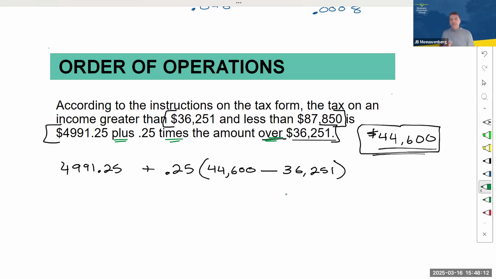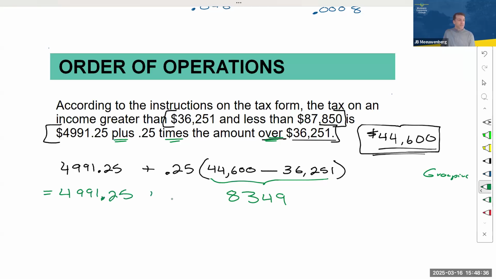So now we have to make sure we evaluate things in the right order. If you recall from before, we always do any grouping symbols first, which means we would start by calculating this amount. Subtract that number, and you will get 8,349. We still have $4,991.25 plus 0.25. And now we're going to multiply that by this. So we still have two operations to go, addition and multiplication.